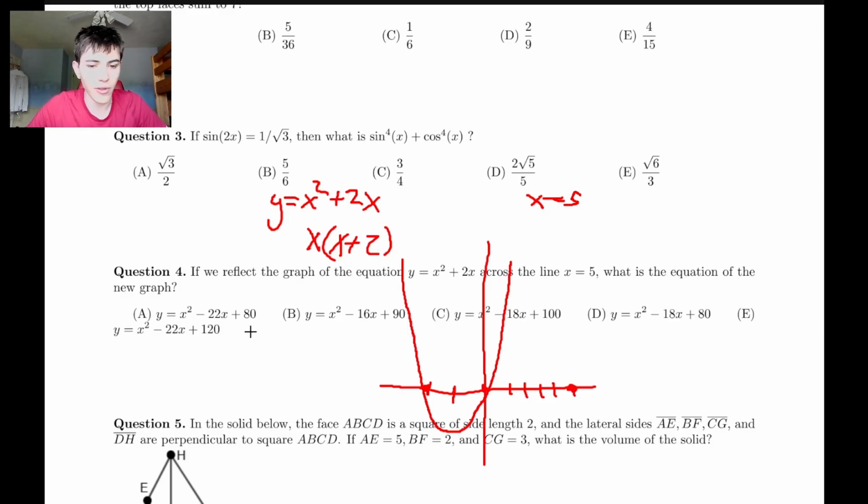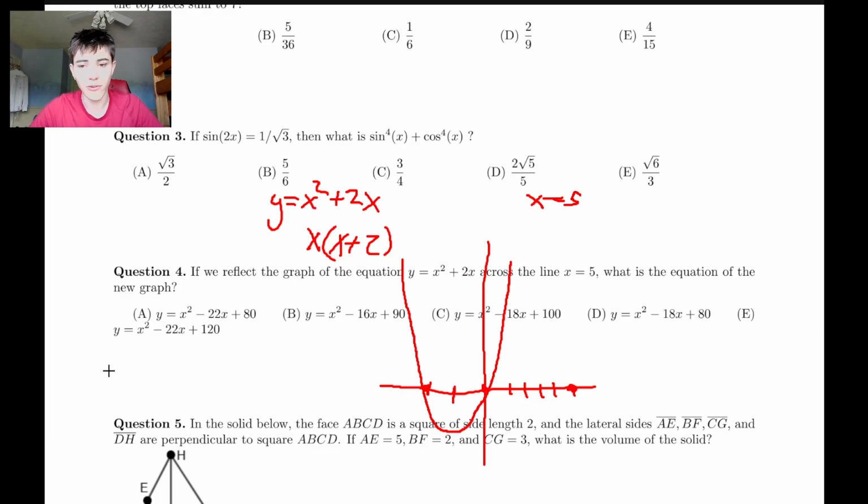And notice something about these answer choices. They've all got different last terms, except for A and D, which both have 80, right? We might use that, but we don't know yet. We just know that they all have different last terms. And what is the last term in a quadratic? It's the product of the roots, right?